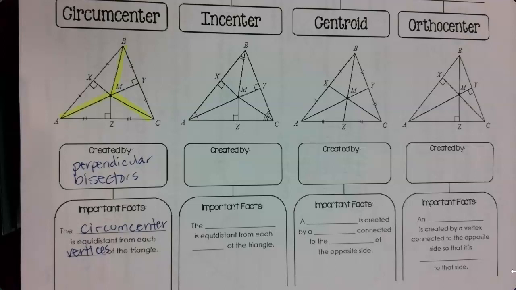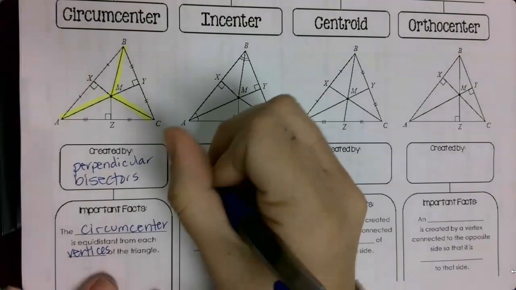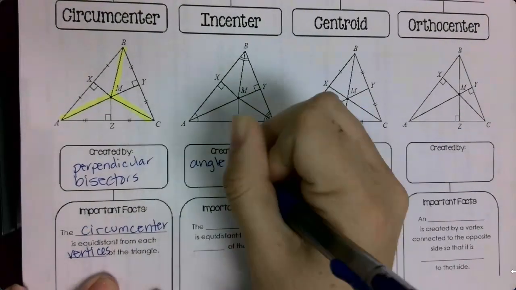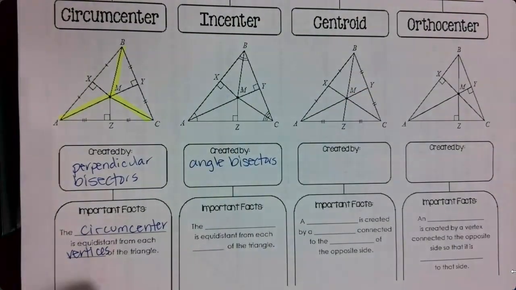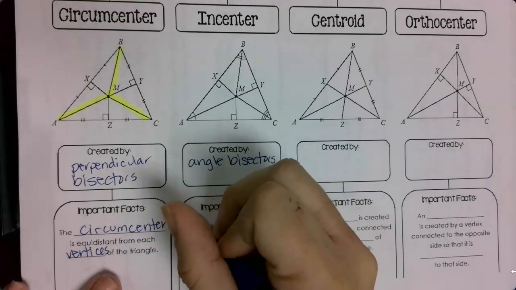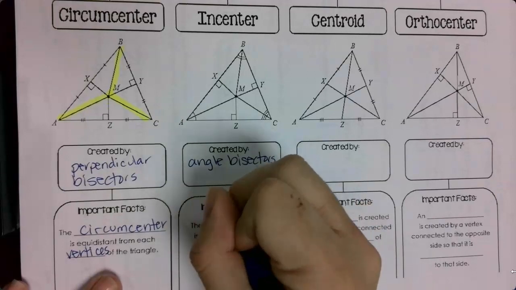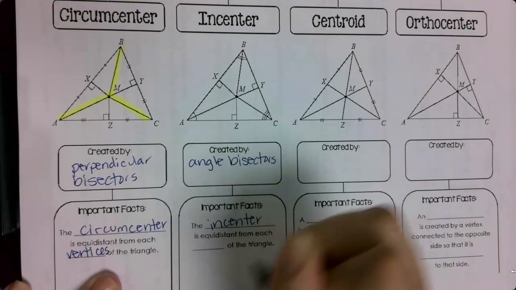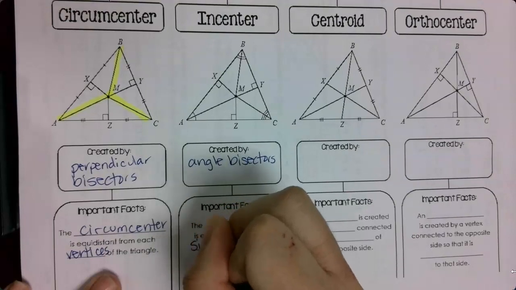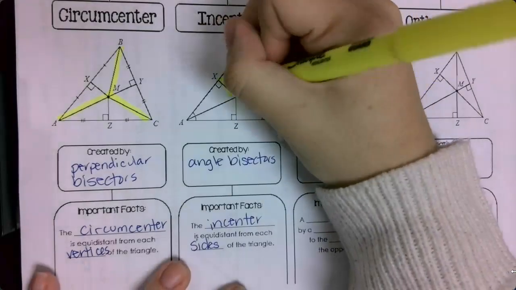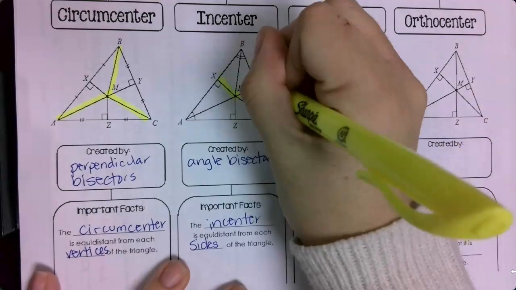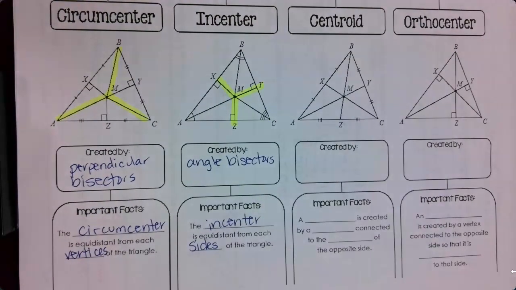Okay, for my in-center, this is created by angle bisectors. And the in-center is equidistant from the sides of a triangle. So here I'm going to have XM, YM, and ZM are all congruent.